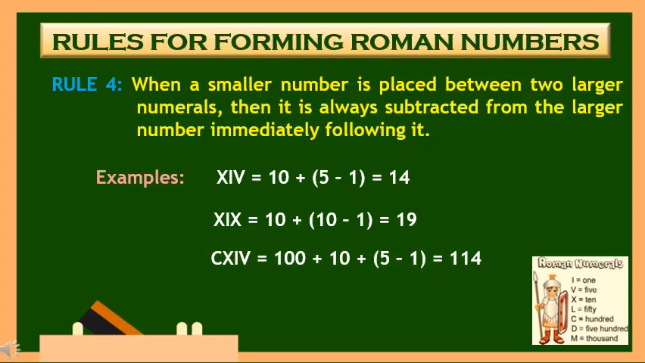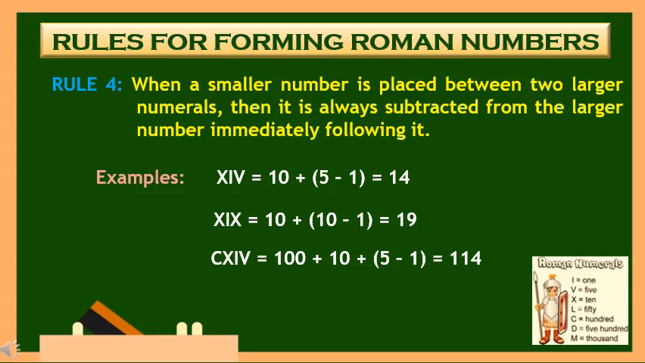Let us take another example. X, I, X. Write down first X as such, that is 10. Now another I and X. Now 1 will be subtracted from 10. 10 minus 1 gives you 9. So 10 plus 9 is 19. So X, I, X equals 19.